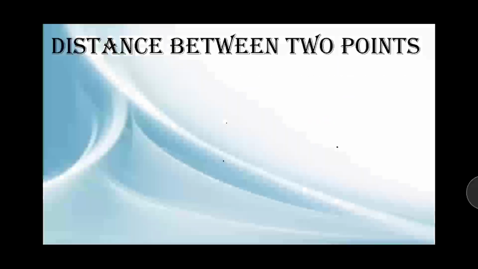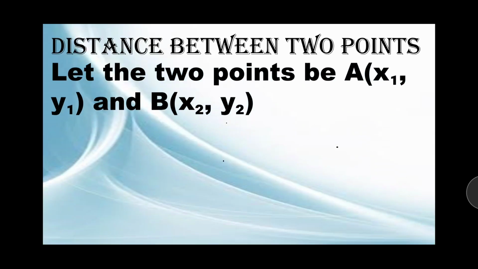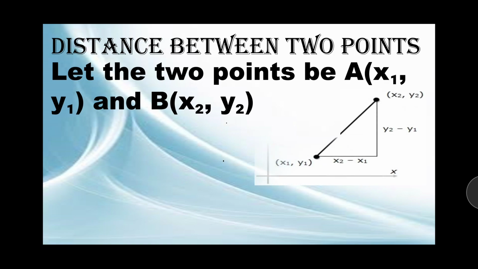So the first thing we'll be talking about is distance between 2 points. Now, when we have 2 points on a Cartesian plane, as shown on this screen, how do we find the distance between the points? This is a Cartesian plane. You have 2 points labeled (x1, y1) and (x2, y2). How do we find the distance between the 2 points if we call the points A and B?